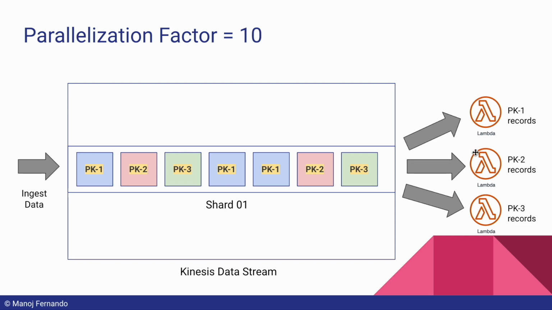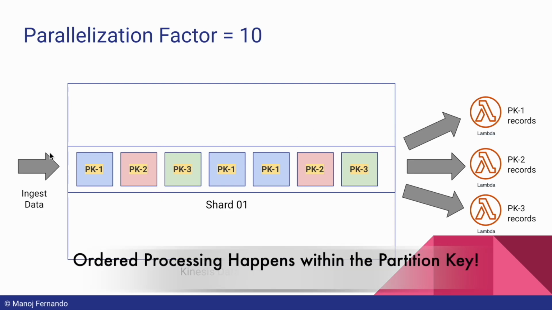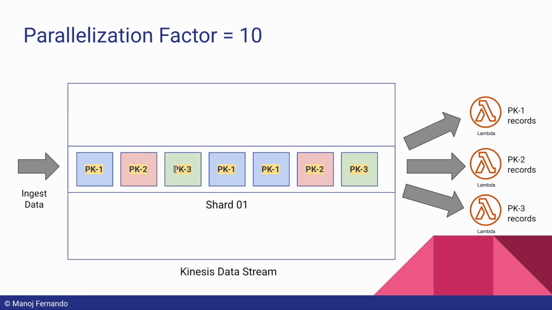So here the order is guaranteed within the partition key. This particular Lambda first processes this one and finally this one. Similarly, for PK2 it will process this record and then this record. And similarly, the PK3 Lambda will process this one first and then this one. So the ordered processing is not guaranteed within the shard but within the partition key. I hope it's clear, but in order to see this in practice, let's do some hands-on.